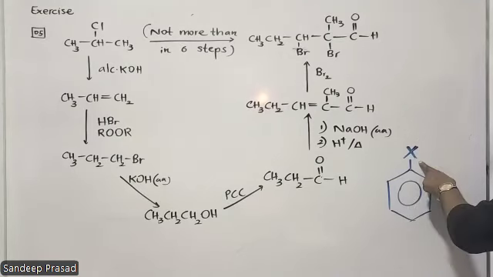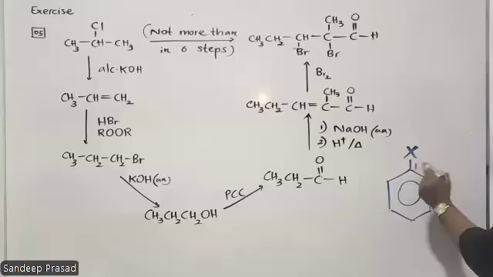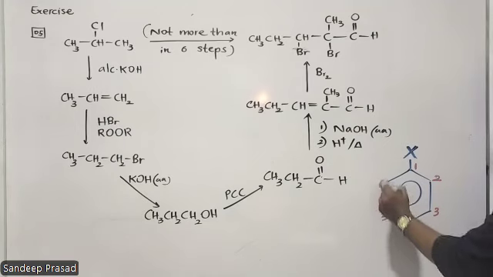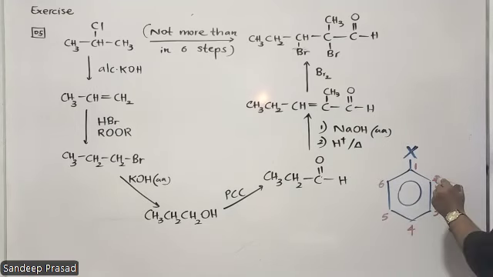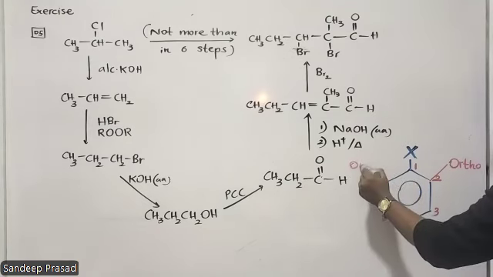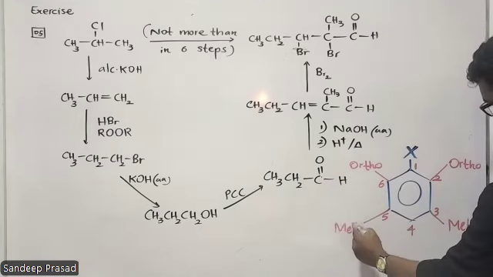So relative to this monosubstituted group, we can give the names for the benzene. Actually, we have remaining 5 positions after connecting this X group. I can name this one as number 1. Then the remaining positions are 2, 3, 4, 5, and 6. And remember, students, these 2 and 6 positions are known as ortho positions of the benzene ring. 3 and 5 positions are known as meta positions of the benzene ring.